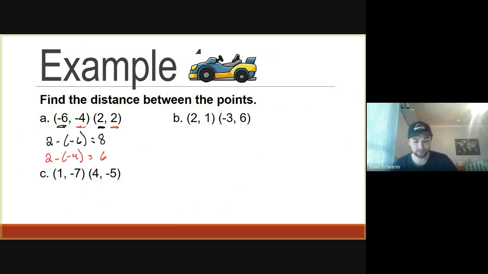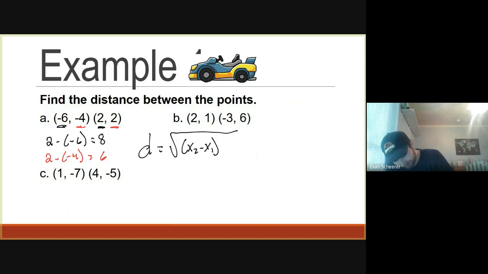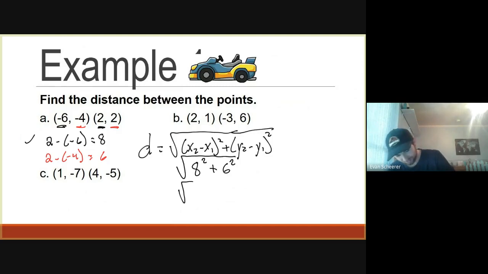Now the formula goes: distance equals square root of x2 minus x1 squared plus y2 minus y1, oops, y2 minus y1 squared. So we found x2 minus x1 right here. We're just going to plug in 8 squared plus y2 minus y1, which is 6 squared, and take the square root of that and get our answer. So that's square root of 64 plus 36, which is square root of 100, which just equals 10.